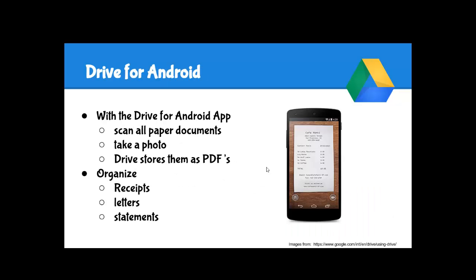Oh my gosh, one of my very favorite things. The Drive for Android app is incredible. You can scan paper documents and they will immediately become PDFs and they'll go right to your Drive. So you can get yourself super organized and paper free. I know that paper is absolutely something that just inundates me and I am bogged down by it constantly. And this is a way to be able to make a quick PDF of a receipt, of a letter, of a bank statement, of anything that you want.